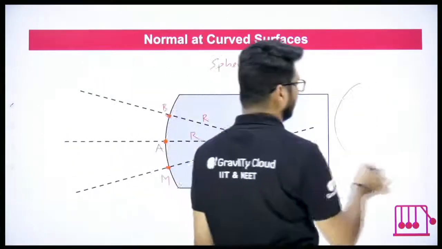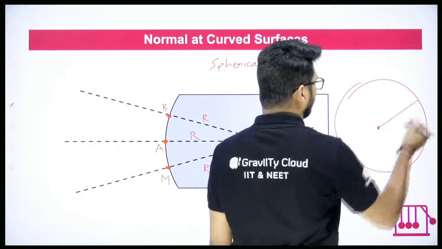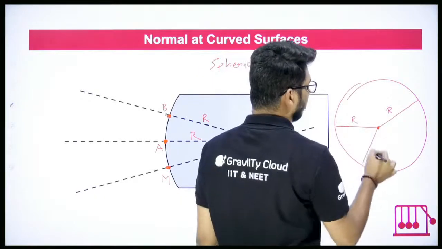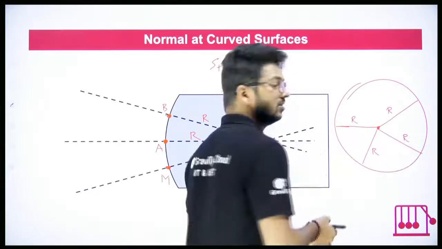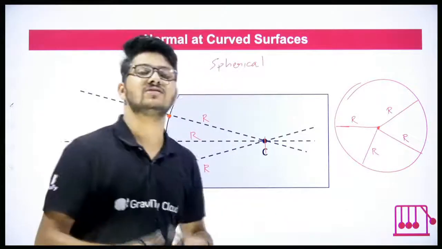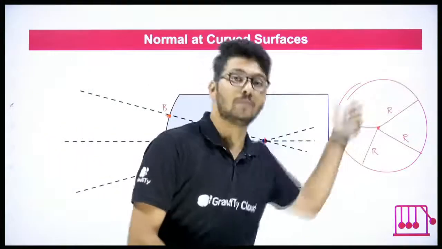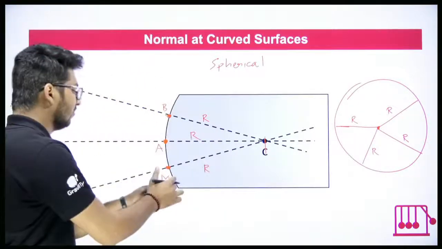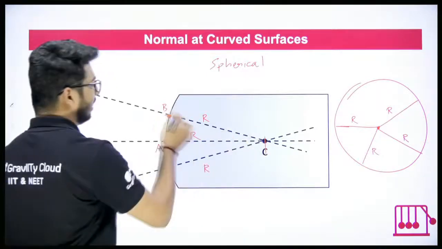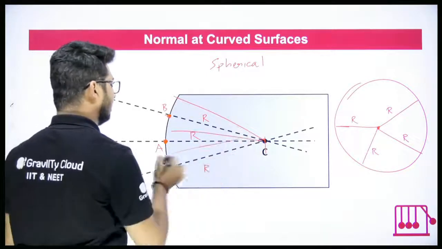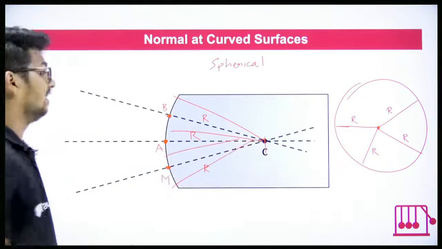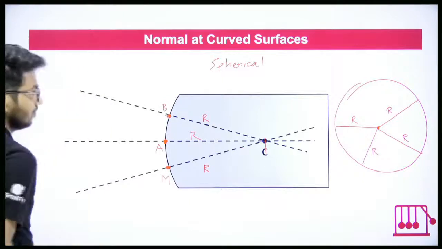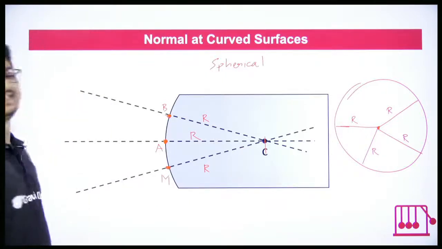Because if I have a circle, from the center to any point on the circle is nothing but the radius. The same is true for a sphere also. From the center to any point on the sphere, it is the radius. So even for this spherical curve, from the center to any point, I can draw till here, till here, till here. All of them are radii. So you have to be careful. Understood? So these are the normals.